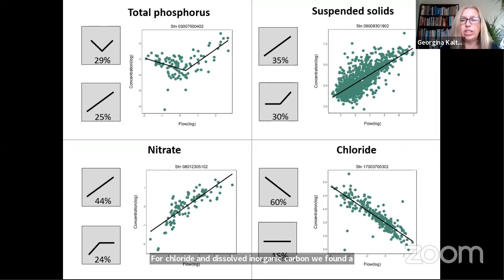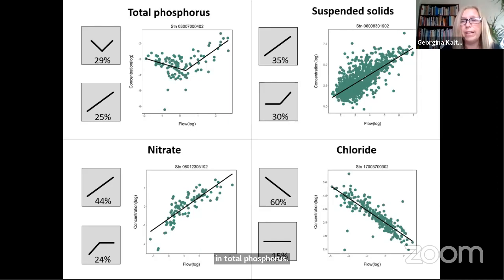This slide essentially shows similar results to the previous slide, but this one is including some example plots from our individual sites. As I mentioned, the dominant pattern for total phosphorus was a decreasing and then increasing pattern. And for suspended solids, we see the dominant pattern was an increase. For these 2 parameters, this is what's to be expected. We would expect these to be, especially at high flows, mainly driven by erosion and transport processes.